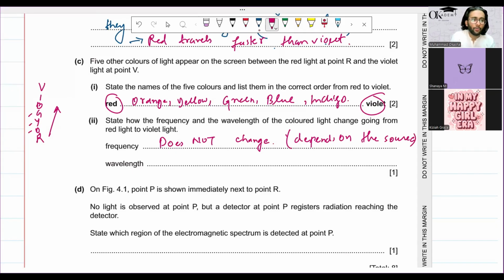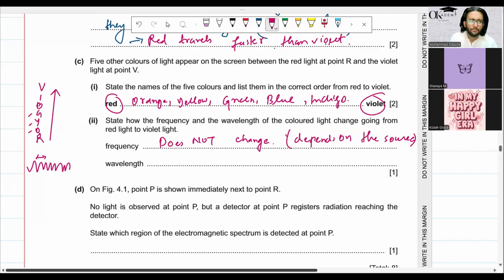And the wavelength, well, we're going from red to violet, so we're moving towards high frequency. When the frequency is high, the wavelength gets really shrunk. So the wavelength becomes smaller. So frequency does not change, and wavelength decreases.